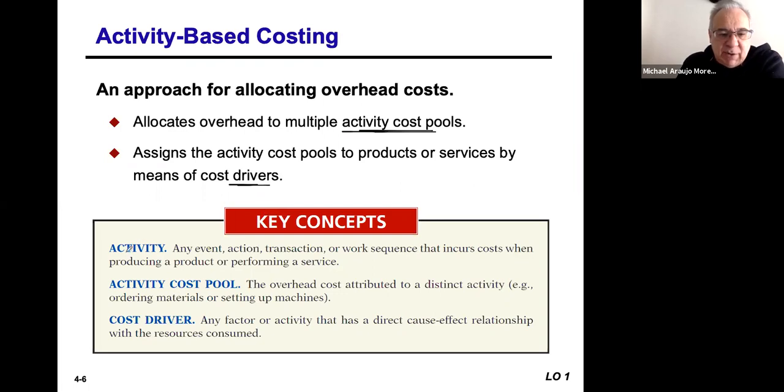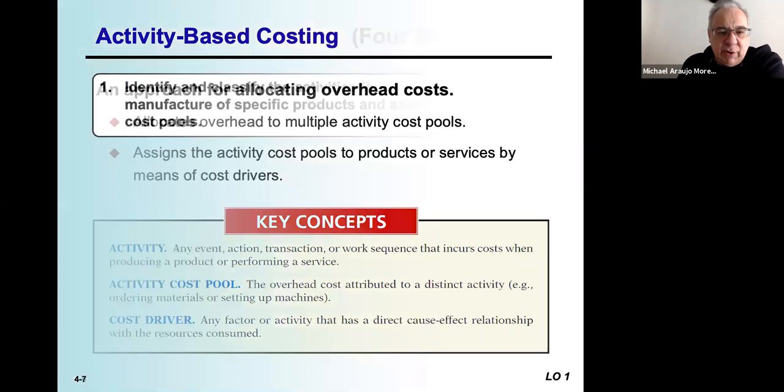So some key concepts to remember, right? When you produce a product or perform a service, there's going to be a lot of events and actions and work and transactions that occur. Each of these are activities. We certainly need to understand that overhead is going to occur for certain activities, but then there are specific activities that have a very strong cause and effect relationship with how things should be allocated. And that's what you're going to learn about.